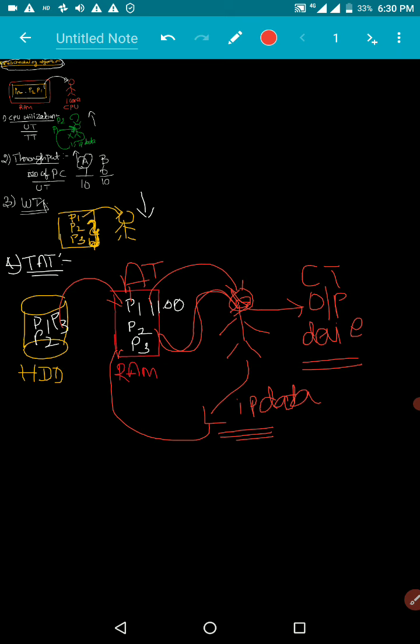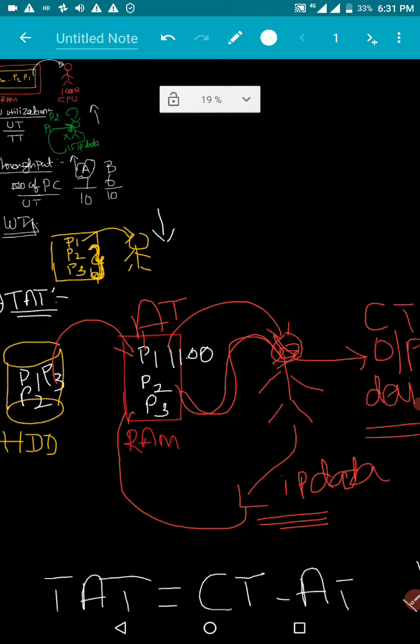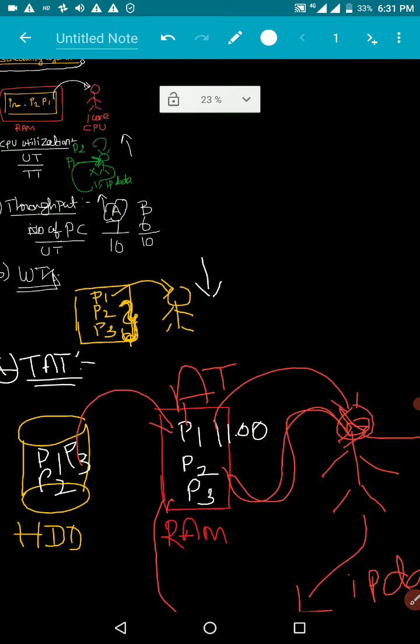Turnaround time is calculated as completion time minus arrival time. Assuming completion time is 11 o'clock 5 minutes and arrival time is 11 o'clock, the turnaround time is 5 minutes. This turnaround time should also be minimal. And one more thing, waiting time is calculated as turnaround time minus burst time.